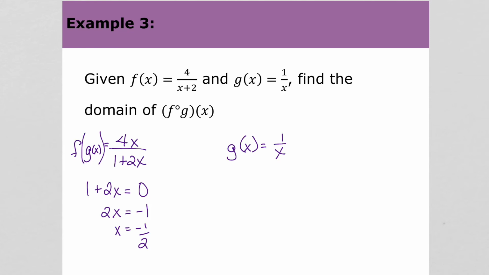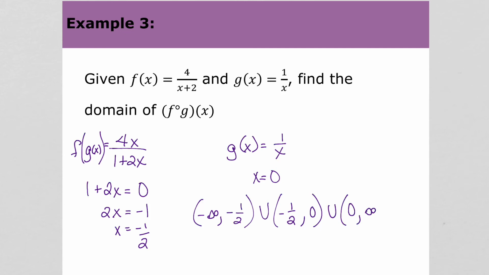For g of x, the domain is just x can't be 0. So the domain of f of g of x, because we've combined these, we can't just use this part. We have to use g of x too. And if you graph them, you'll see that there's actually a hole. So our domain is negative infinity to negative 1/2, not included, unioned with negative 1/2 to 0, not included, unioned with 0 to infinity.